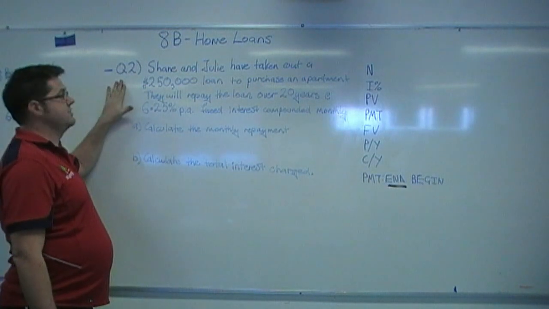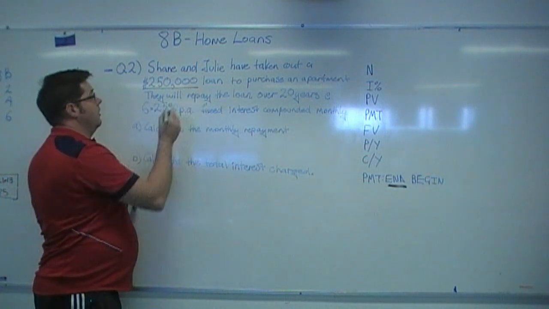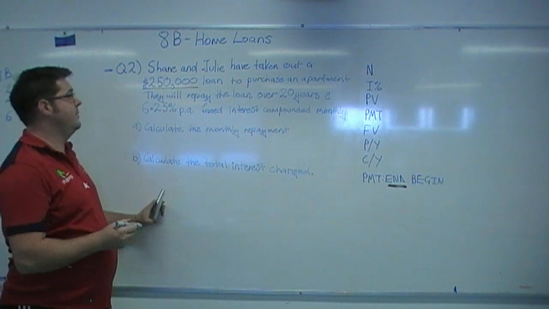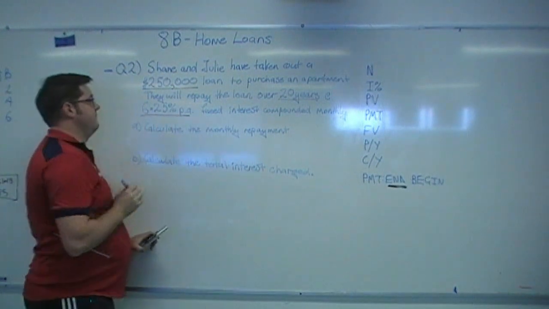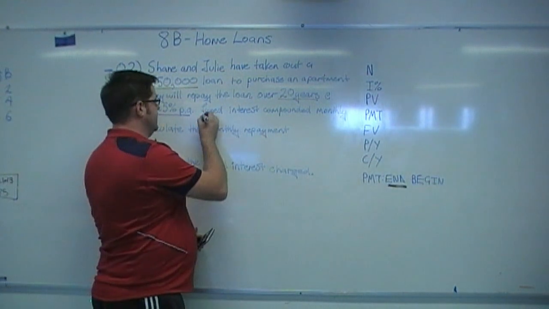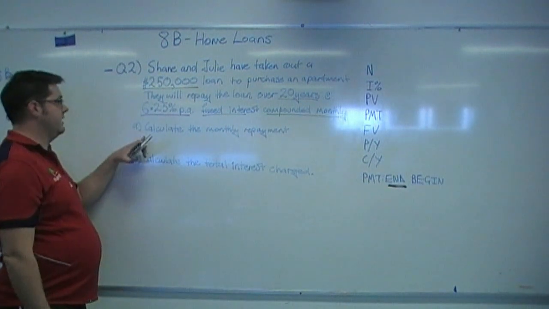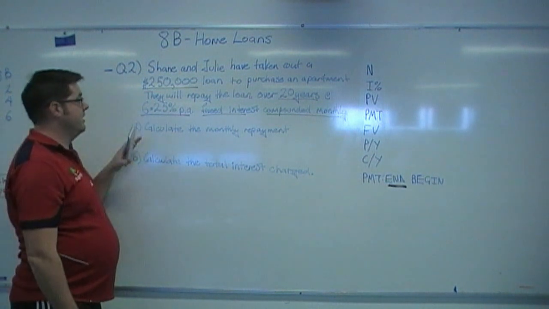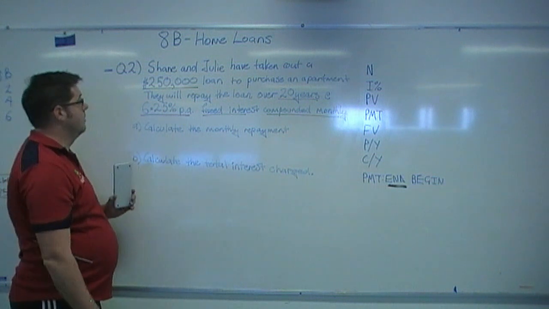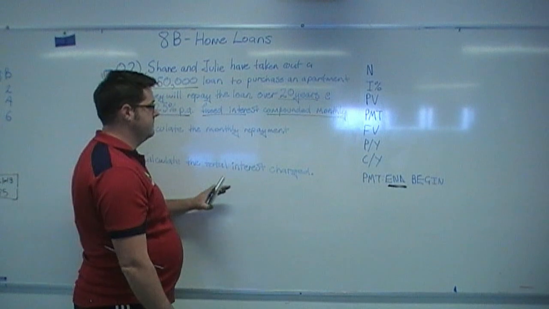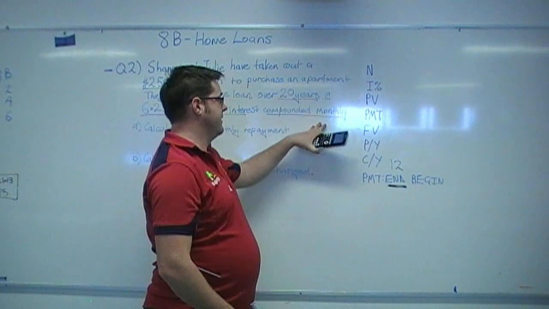So in this question, we have question 2. Shane and Julie have taken out a $250,000 loan to purchase an apartment. They'll repay that loan over 20 years at 6.25% per annum, fixed interest, compounded monthly. So we need to calculate the monthly repayment. As I've just underlined, this is all the critical information that we'll need to feed into the TVM calculator. The number of compounding periods per year is 12 because we're going monthly.